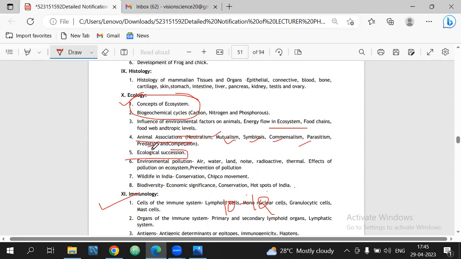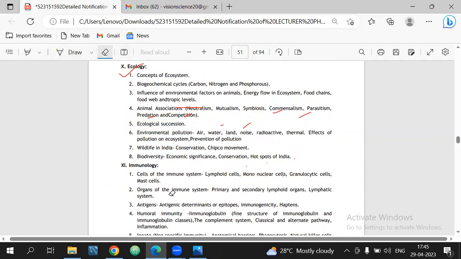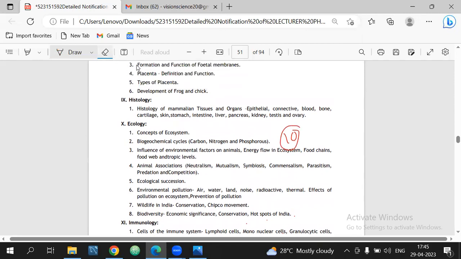A very important topic is ecological succession, and all the types of pollution, especially focus on air, water, and radioactive pollution. These two are very common. About biodiversity hotspots, you have to study the national parks, tiger zones, as well as the biogeographical zones of India. So friends, you can easily get 10 questions in the chapter of ecology.